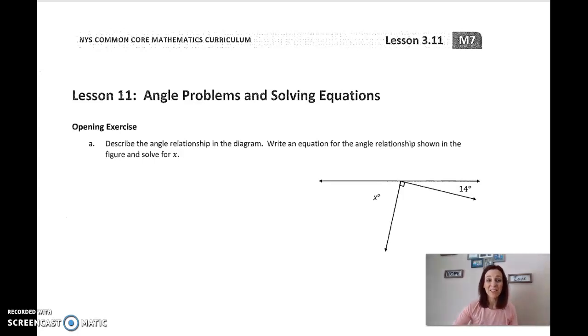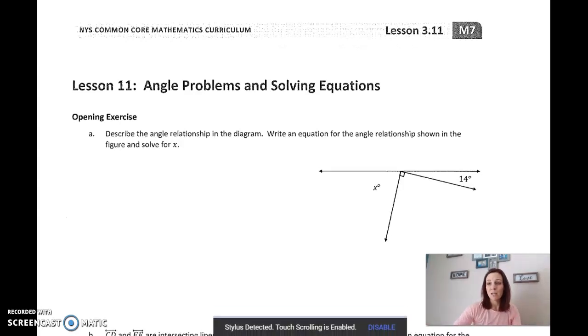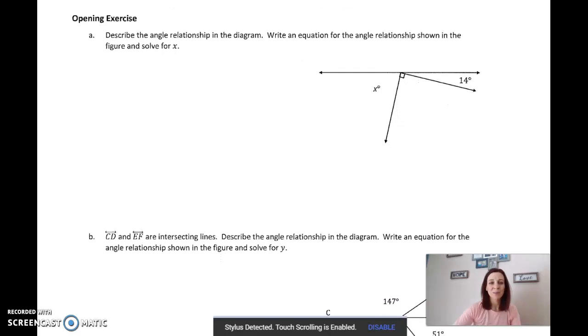All right, in lesson 11, you're going to see that we're doing a lot of what we were doing in lesson 10. In fact, it even has the same title, Angle Problems and Solving Equations. So this is just more practice on those angle relationships that we learned in lesson 10. So make sure you refer back to that. Let's jump right in to doing some examples.